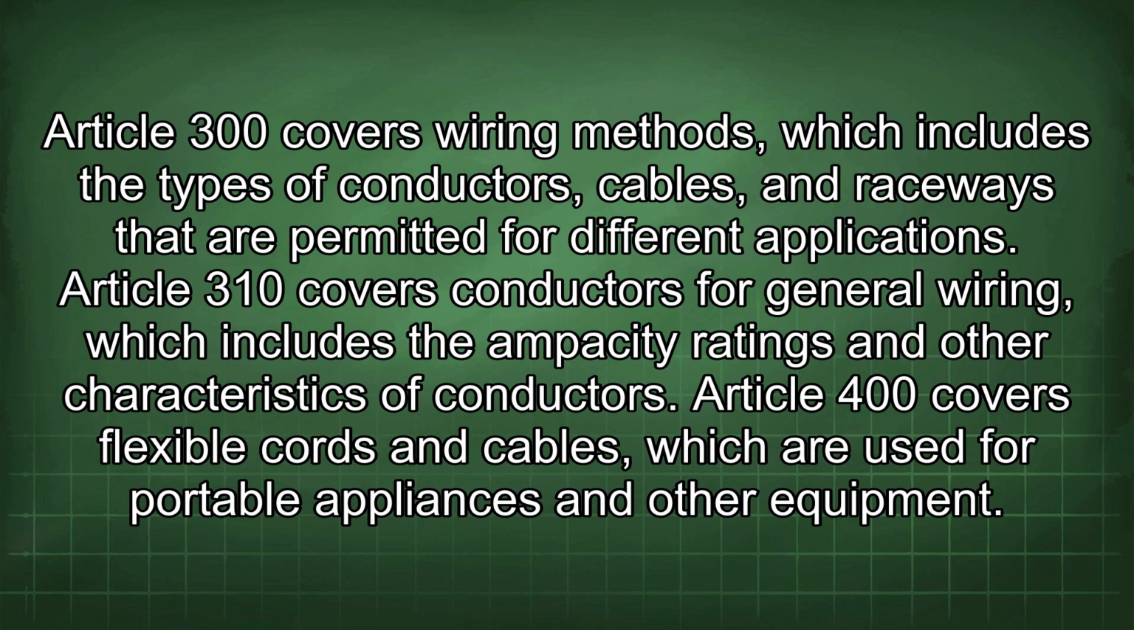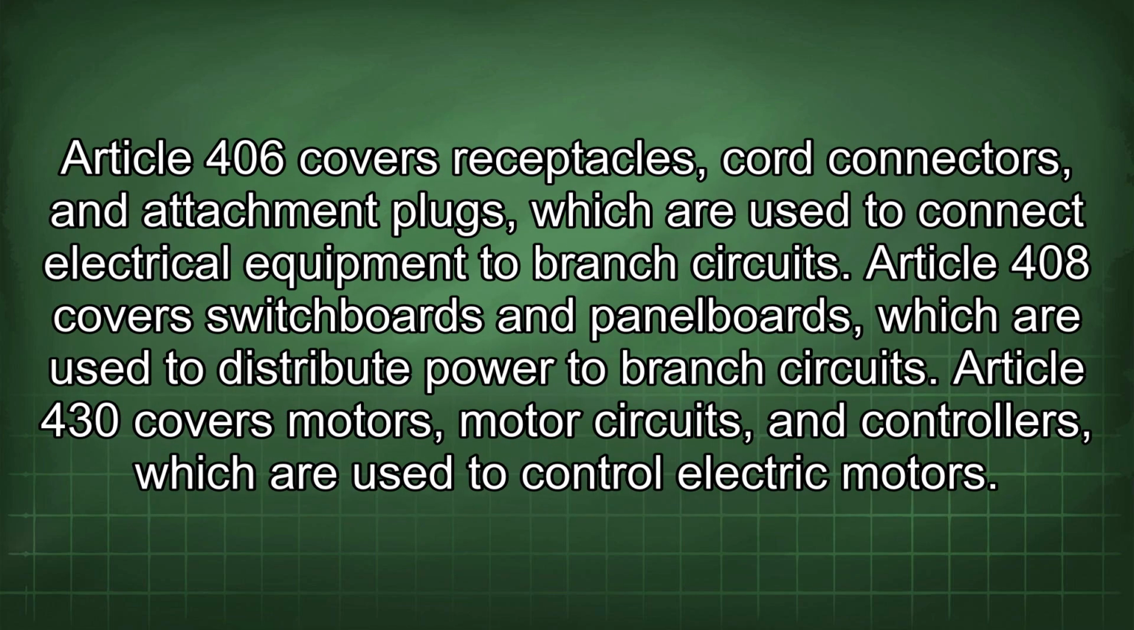Article 400 covers flexible cords and cables, which are used for portable appliances and other equipment. Article 406 covers receptacles, cord connectors, and attachment plugs, which are used to connect electrical equipment to branch circuits. Article 408 covers switchboards and panel boards, which are used to distribute power to branch circuits. Article 430 covers motors, motor circuits, and controllers, which are used to control electric motors.